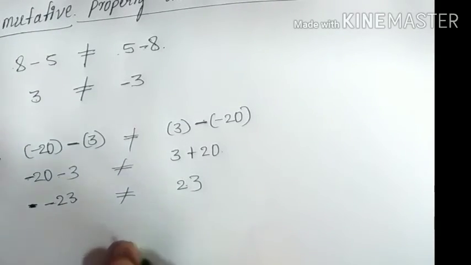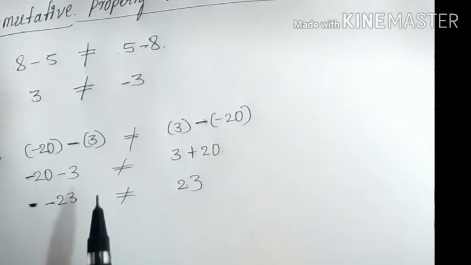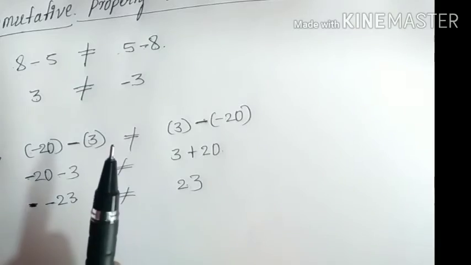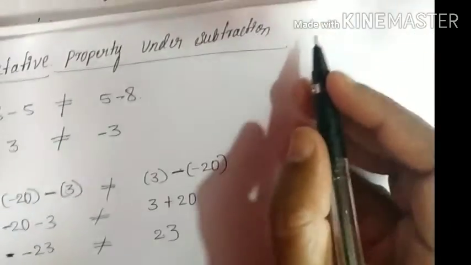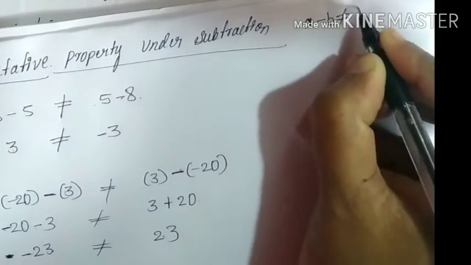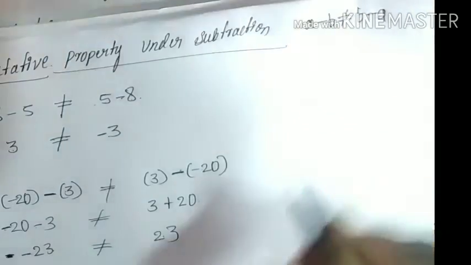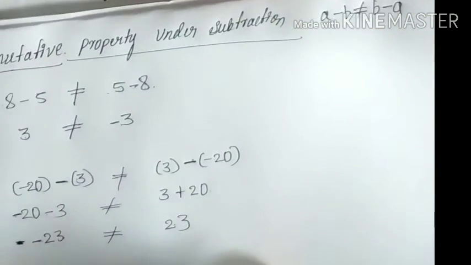Hence, by observing these two examples, we can say that subtraction of any two integers a and b when interchanged does not give the same answer. Hence, what it becomes is a minus b is not equal to b minus a. Hence, integers are not commutative under subtraction.